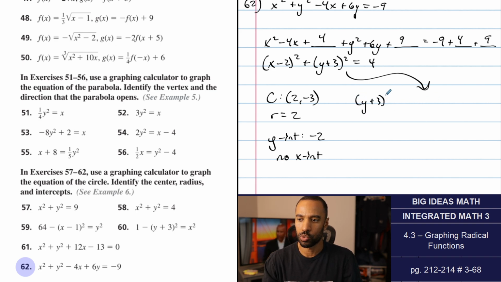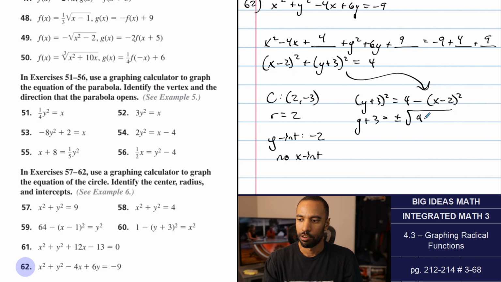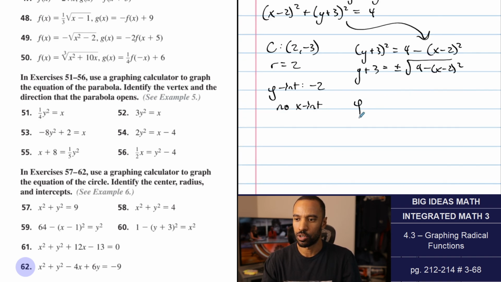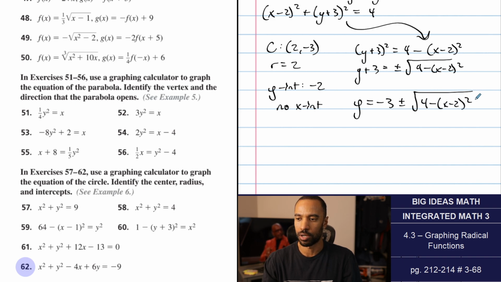We have y plus 3 squared equals 4 minus x minus 2 quantity squared. We take the square root of both sides. We get y plus 3 equals plus or minus the square root of 4 minus x minus 2 quantity squared. And then we subtract 3 over, so we get y equals negative 3 plus or minus the square root of 4 minus x minus 2 quantity squared.